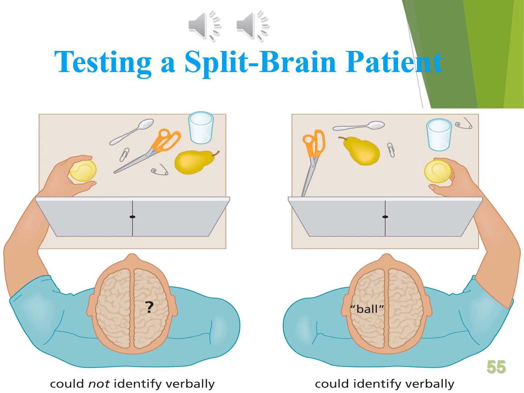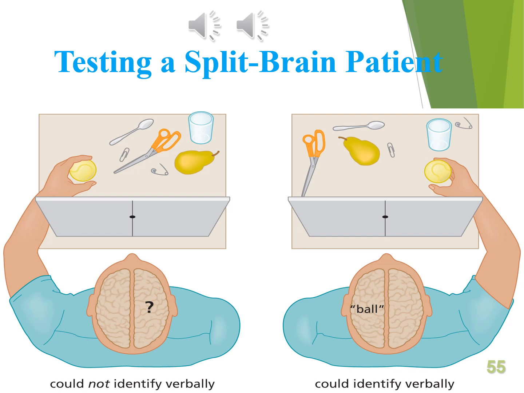determine what they're feeling. This person in the left-hand side cannot say ball, cannot verbally identify it. On the right side, in this different circumstance, they are feeling that ball and they say ball. See if you can understand this slide. It all has to do with lateralization.